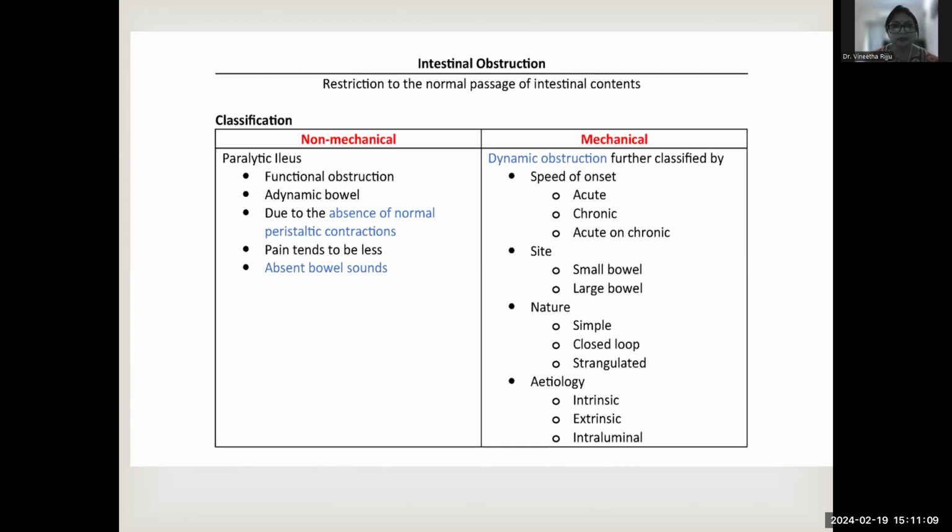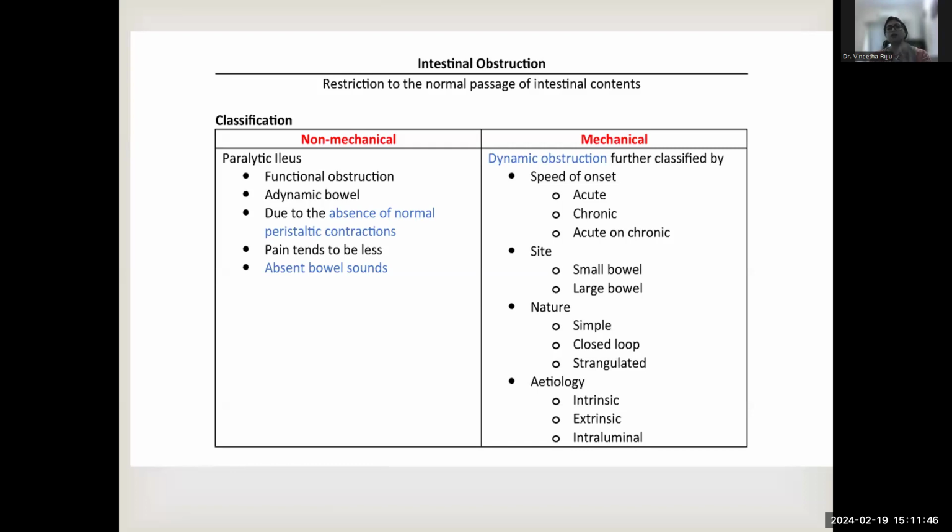Okay, so in a mechanical obstruction, it can be anything. It can be sudden, it can be slow. Okay, so it can be acute or chronic, or it can be in the small intestine, it can be in the large intestine. So you have a small bowel or large bowel obstruction. Okay, so sometimes it's a simple obstruction, sometimes there is a loop which is formed, and it's a closed loop obstruction, or it can be strangulated. Even the blood supply is cut off because of the mechanical obstruction. So it could be strangulated.